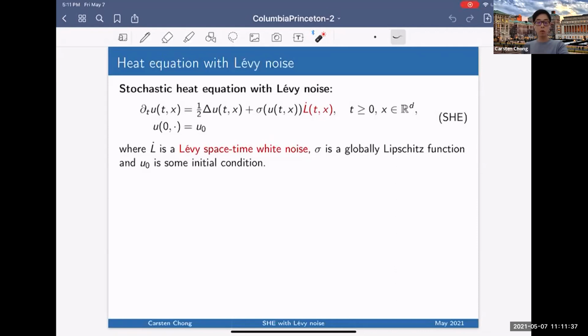In front of the noise, I will also have a coefficient, which is a function of the solution. For the moment, it's a globally Lipschitz function, but later on I will specialize to the case where sigma is a linear function, so we have the parabolic ANC model.